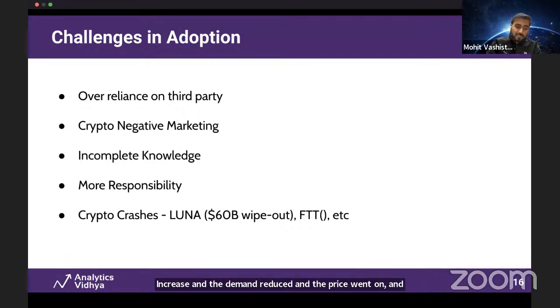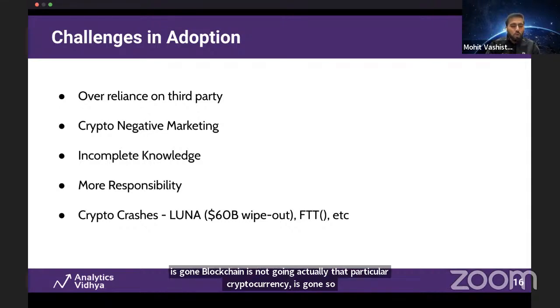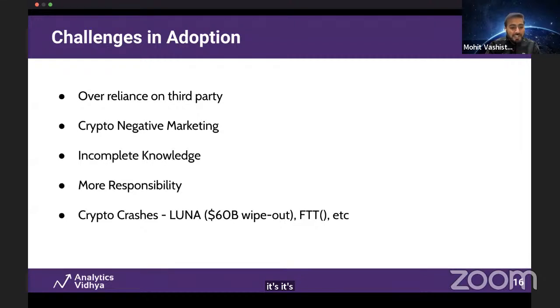So these are the actual reasons why these crashes happened, and people thought, okay, blockchain is gone. Blockchain is not gone actually. That particular cryptocurrency is gone. So it's a kind of thought process which might need to change for this adoption to happen. But yeah, it might take some time for people to understand what is the actual value of blockchain.